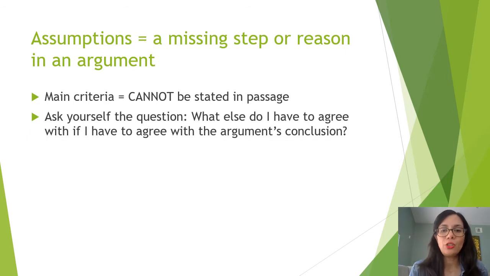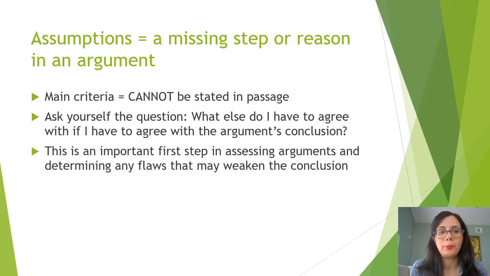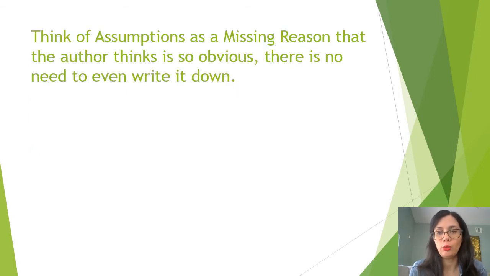So you have to ask yourself, what other reason would I have to agree with in order for me to agree to the author's main conclusion? What else am I missing here that sounds kind of fishy, but that the author just assumes to be true, that they didn't even write down? So this is one of the first flaws that you assess in an argument that can greatly weaken the conclusion of a source. One way that I think might be helpful to grasp an assumption is that it's a missing reason. Think that the argument has a big blank in it somewhere.